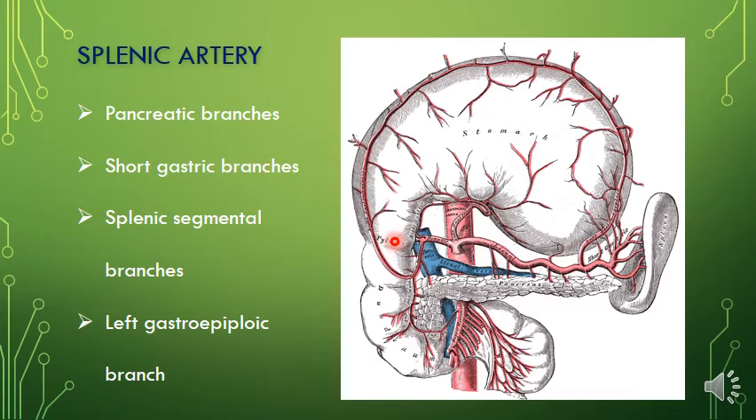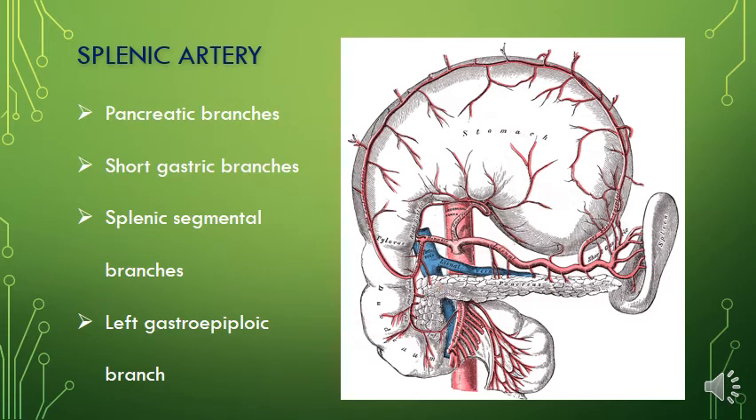So in partial gastrectomy, when part of the stomach is removed, the right gastroepiploic artery is also removed. So that portion, the supply from the right gastroepiploic, is compensated by the left gastroepiploic artery in such cases.